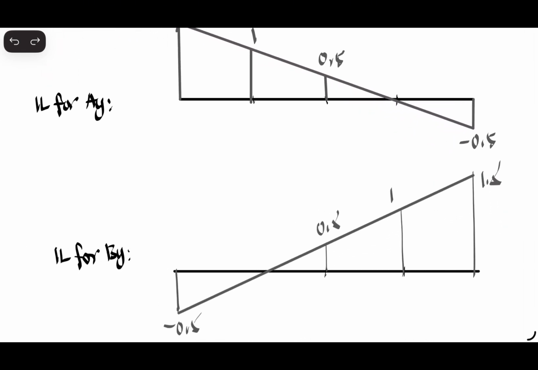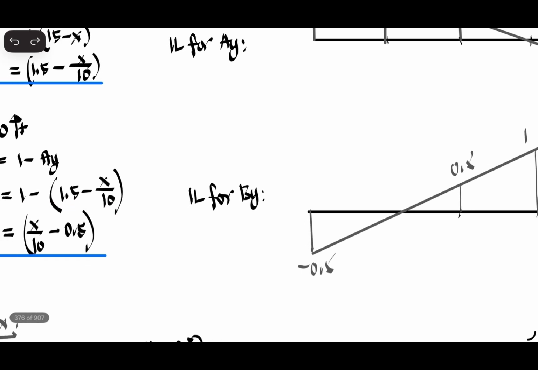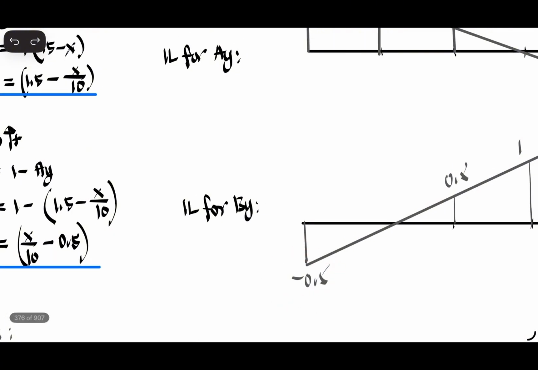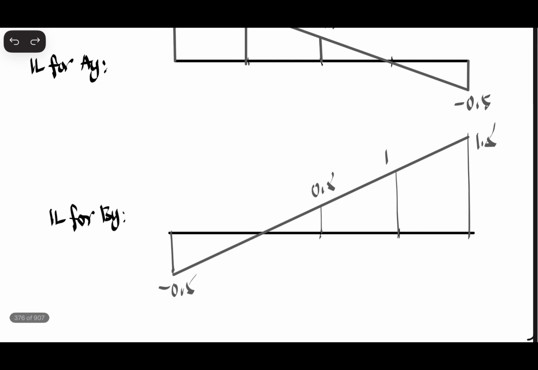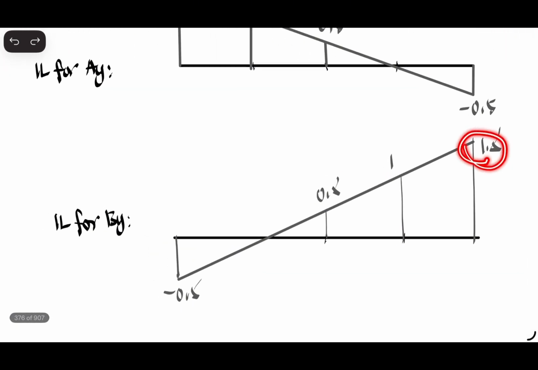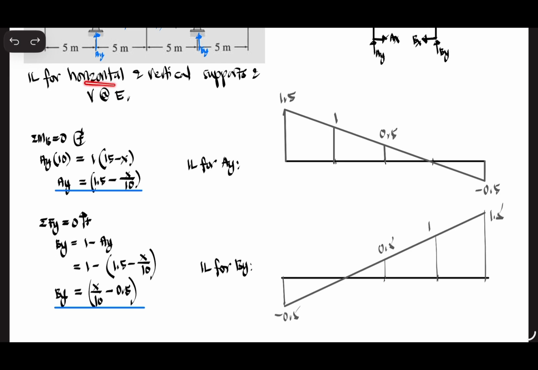And then to sketch the influence line for BY, let's use the equation X over 10 minus 0.5. Substituting values of X, at X equals 0, negative 0.5. At X equals 5, 0. At X equals 10, 1 minus 0.5. At X equals 15, 1.5 minus 0.5. At X equals 20, 2 minus 0.5, or 1.5. So this is now the influence line for BY. We now have the influence lines for the vertical supports.